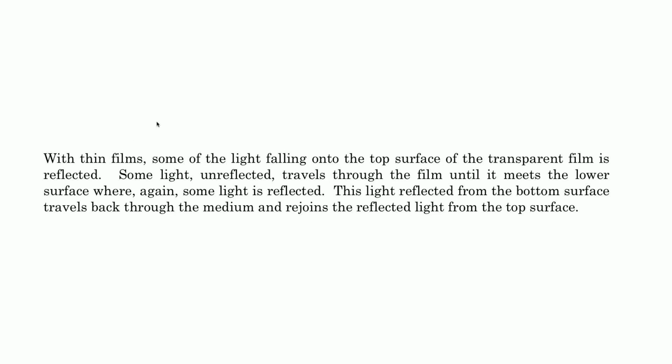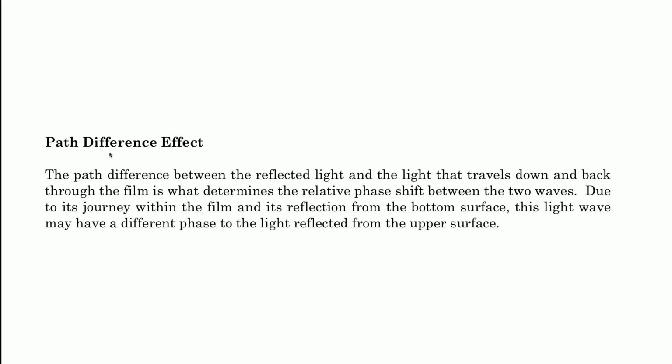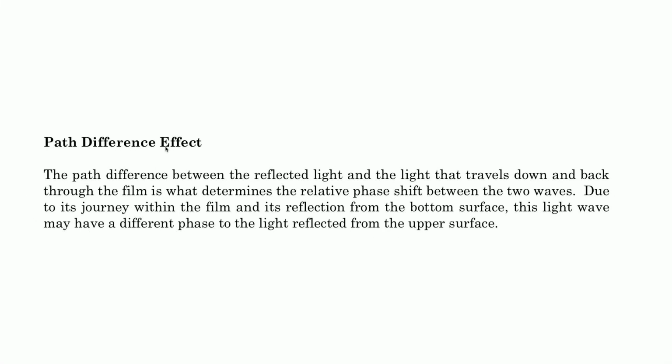There are two things that cause this reflection and this interference. The first is the path difference. And we know that path difference can create interference because it causes a phase shift. The path difference between the reflected light, because one of them reflects right away, and one of them travels through the medium, so it actually travels a bigger distance. One of those waves will have a phase shift relative to the other. And depending on what that phase shift is, we may see constructive or destructive interference.